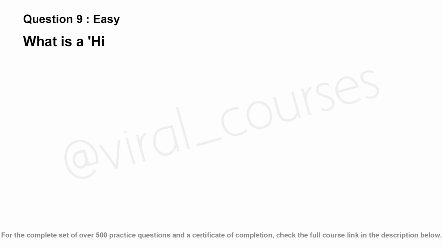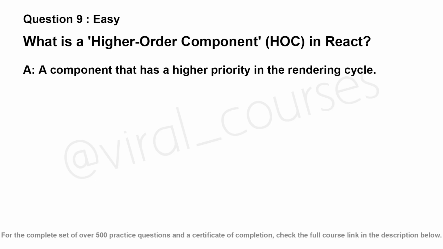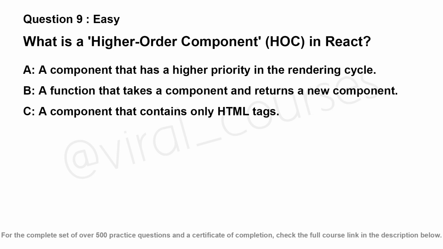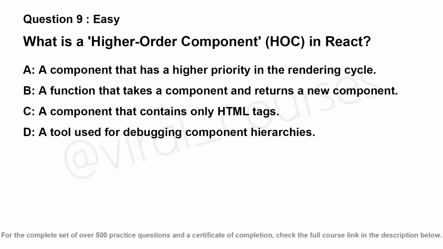What is a higher-order component, HOC, in React? Option A. A component that has a higher priority in the rendering cycle. Option B. A function that takes a component and returns a new component. Option C. A component that contains only HTML tags. Option D. A tool used for debugging component hierarchies.